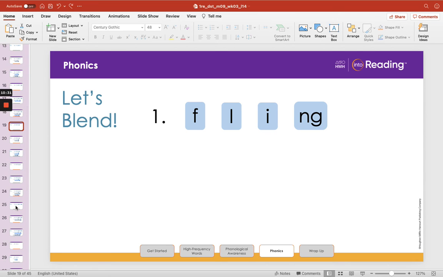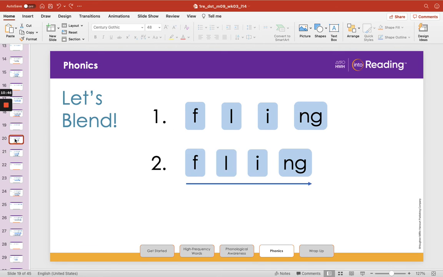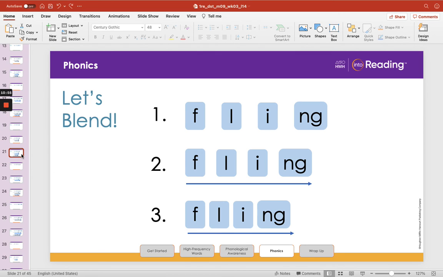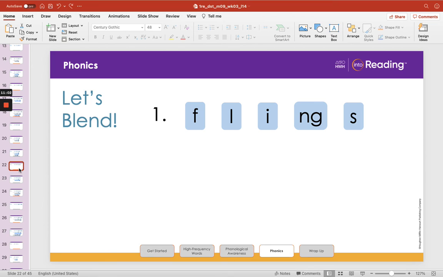Let's look at another word. I want you to say the letters and the sounds with me. F, L, I, N, G, ng. And then in line 2, we can blend the sounds to read the word. Fling. And in line 3, we can blend all of them together to read the word fling. And I'm going to change my slide. So now let's add S to the end of that word.